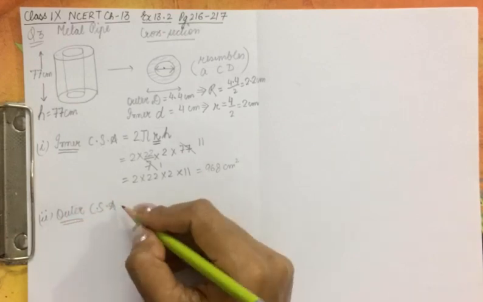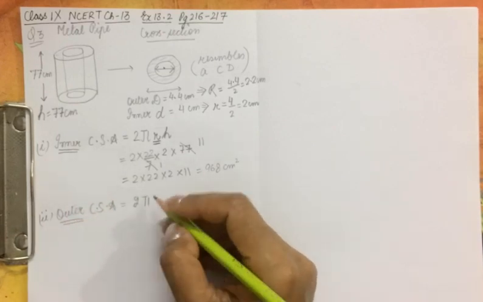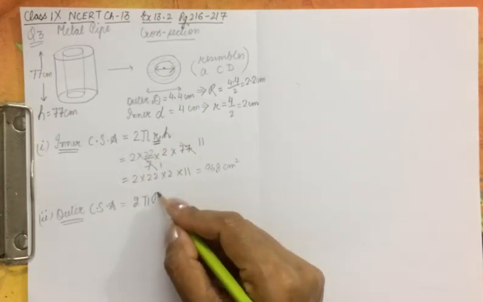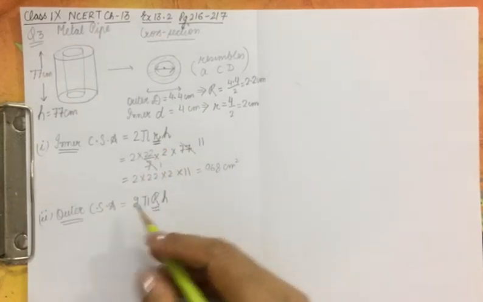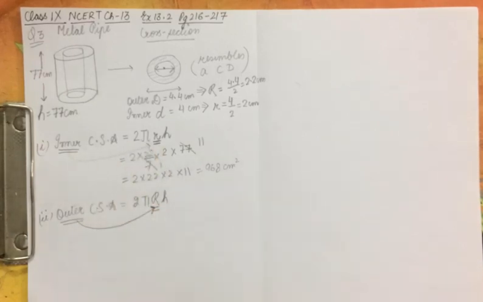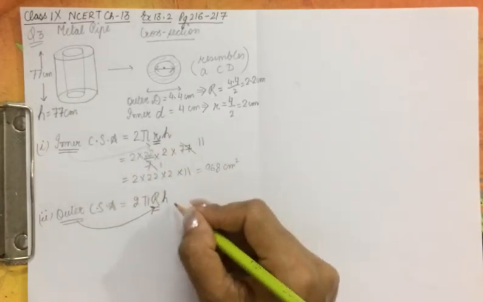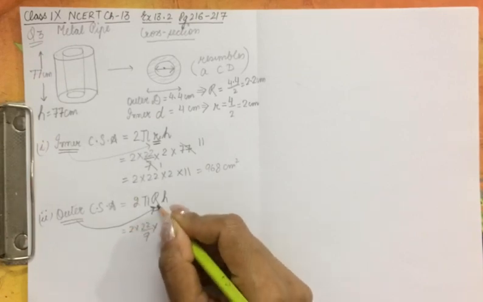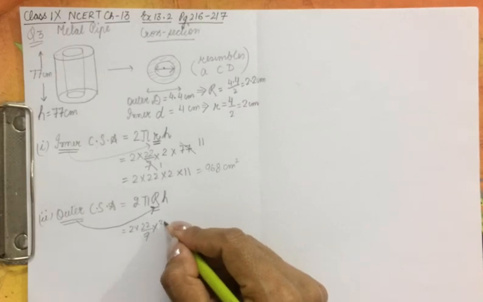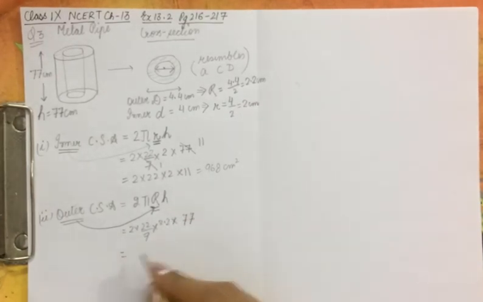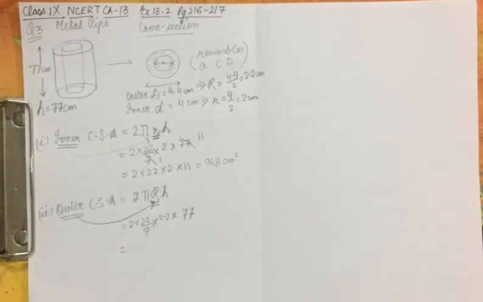For the outer curved surface area, now the formula is same, 2 pi r h, but instead of small r, now I'll be using capital R. So you can notice for the outer I'm using capital R, for the inner I use the small r. The formula is same. Let's evaluate. Using capital R, it is 2.2. The height is 77. Convert the decimal into a fraction and then solve.